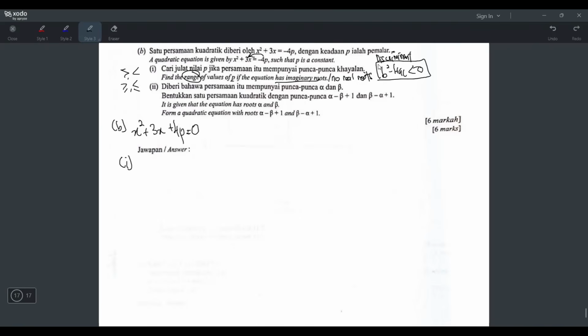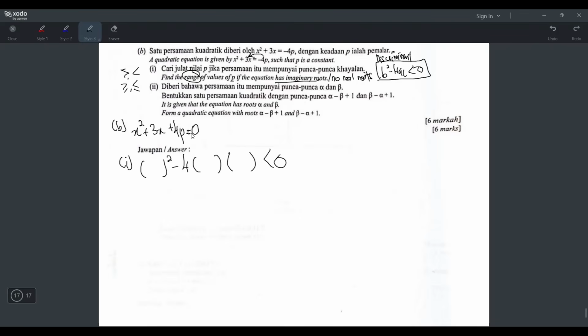Okay, so when your discriminant is negative, smaller than 0, that means this quadratic equation has no roots or it has imaginary roots, roots that are not real. So it's called imaginary. What you do now is just do b squared minus 4ac smaller than 0.